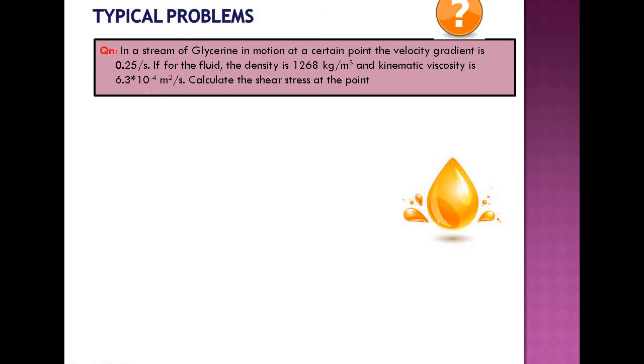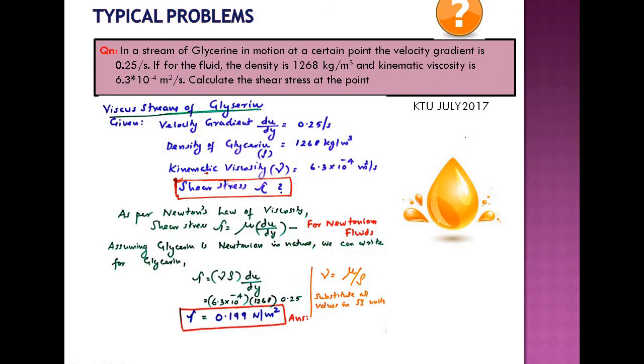Okay, what is that? Given data you can write. It was asked in the KTU July 2017 examination. Velocity gradient is given as 0.25 per second, that is du by dy, second raised to minus 1 is the unit. Then density is given as 1268. Okay. Kinematic viscosity is given as 6.3 into 10 raised to minus 4. SI unit is meter square per second. We need to find out shear stress.